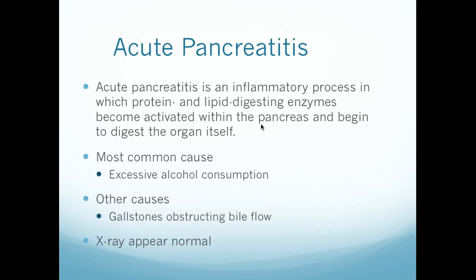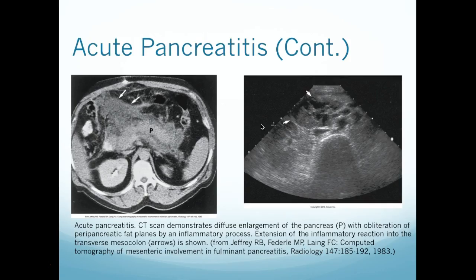So most common cause, excessive alcohol consumption. Other causes, so gallbladder obstructing the bile flow. So you can get acute pancreatitis from a gallstone. X-rays typically appear normal, so we're going to use CT and ultrasound to diagnose the acute pancreatitis.